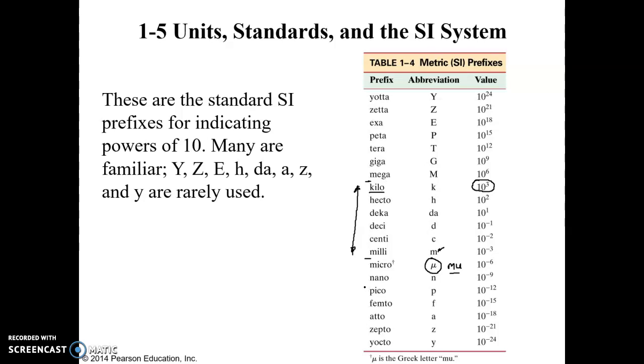Now, with advances in technology, we have become more familiar with some of these smaller and larger prefixes. For instance, giga, like gigabytes, when describing the size of a computer hard drive, or even tera. There are hard drives now that are in the terabyte range. Before too long, we'll probably be up to peta. And then perhaps someday in the far future, we'll have exa, zeta, and yada.